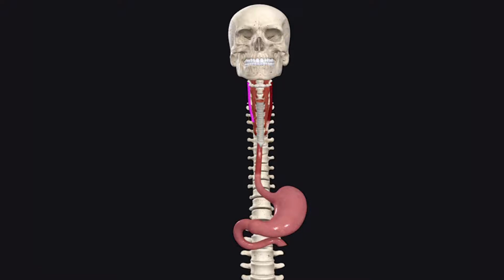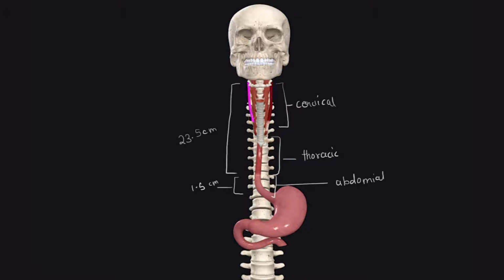For the sake of simplicity, let us divide the entire esophagus into three parts. So the first part is known as the cervical part. Then we have the thoracic region. And lastly, we have the abdominal region.